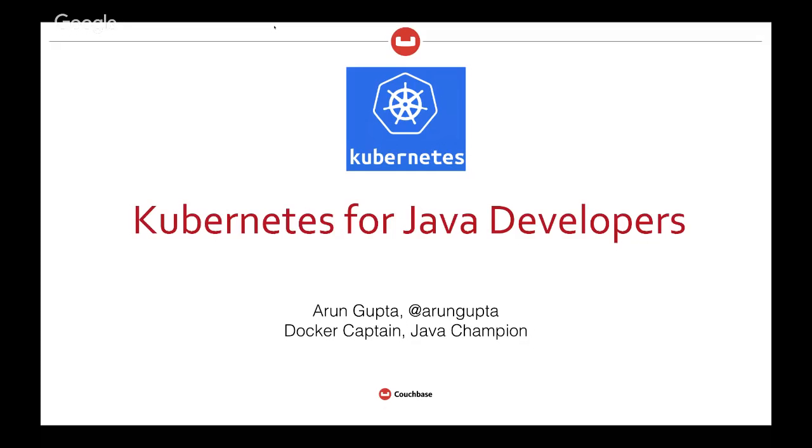Today, the topic of the talk is going to be Kubernetes for Java developers. My name is Arun Gupta. As Simon said, like anybody and everybody, I have a Twitter handle as well. I'm a Docker Captain. That means I'm recognized by the company Docker, that I know a few things about Docker. And I'm also a Java Champion. That means I'm recognized by Oracle that I know a few things about Java. So that kind of makes me a little bit more credible to talk about Kubernetes for Java developers.